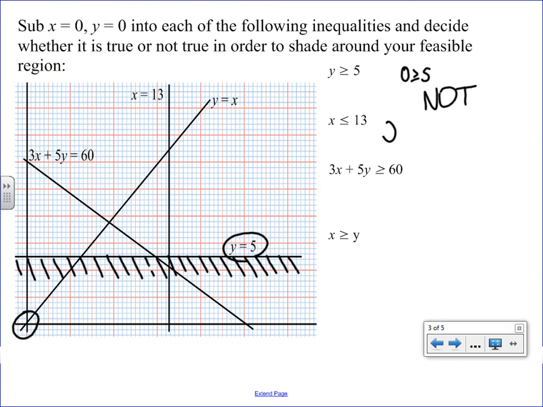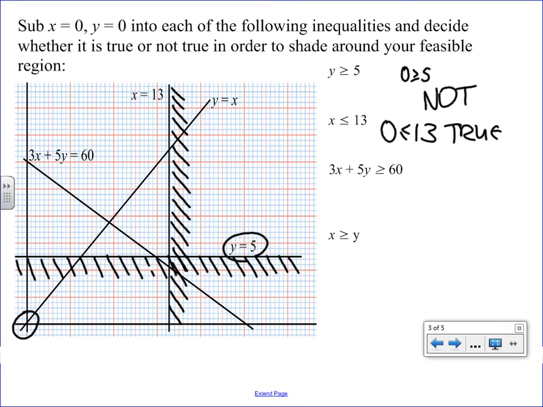Okay. So sub in the origin. So is less than 30, which is true. True. So we do want that side of the line. Yes. So we want the side of the line with the origin in it. So we don't want that side. That's the one. We don't want that side. Great. And next one.